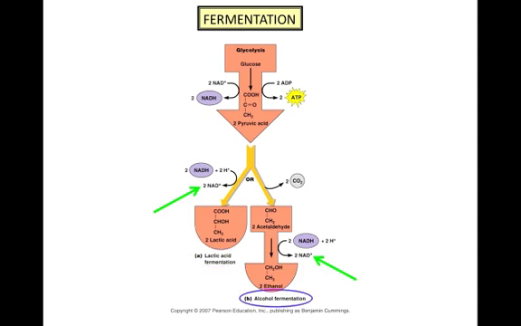Alcoholic fermentation is another very common type of fermentation. The final electron acceptor in alcoholic fermentation is acetaldehyde, which is reduced to form ethanol. At the same time, NADH is oxidized to NAD+. Carbon dioxide is also produced.